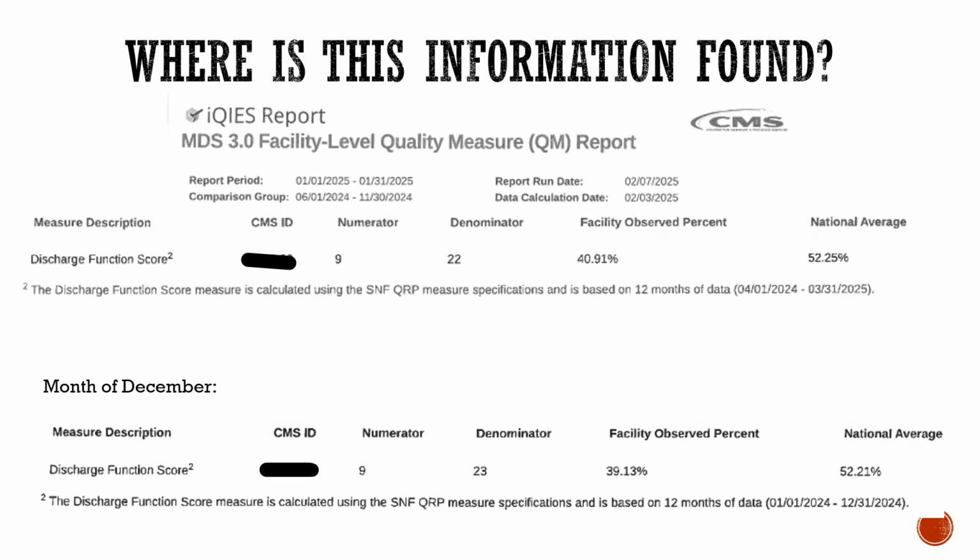With that facility observed percent, one thing to note, a facility with a smaller pool that they're pulling from is going to see greater fluctuations in percentages. One number change in the numerator or denominator can have a greater effect on that facility observed percent. The key item here is that we are above the national average. That's the big goal.